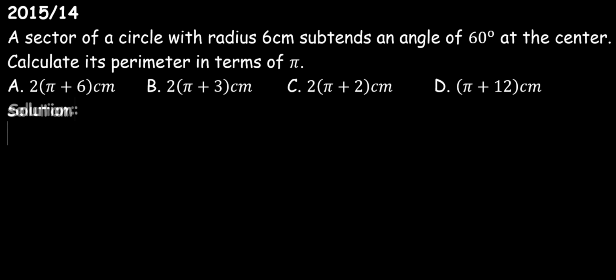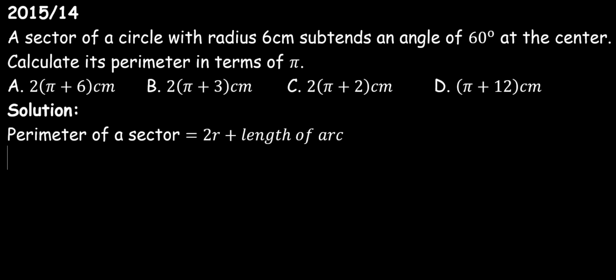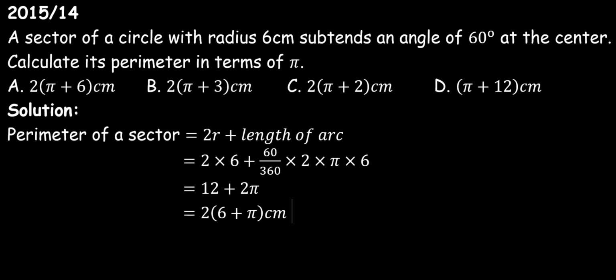Another example, 2015-14. A sector of a circle with radius 6 cm subtends an angle of 60 degrees at the center. Calculate its perimeter in terms of pi. The options are given. Solution. Perimeter of a sector is equal to 2r plus length of arc. Substituting the given values, that will give us 2 times 6 plus 60 over 360 times 2 times pi times 6. And the result is 12 plus 2 pi. Factoring out 2, we have 2 into bracket open 6 plus pi bracket close cm.